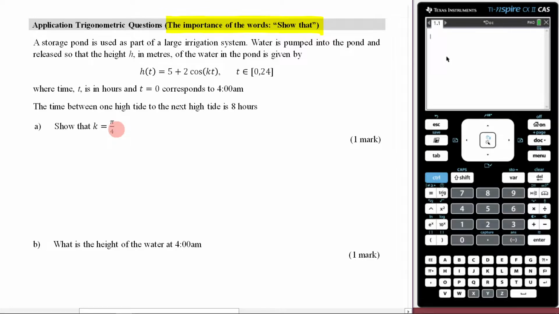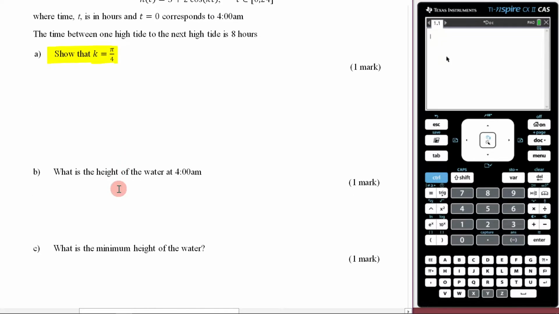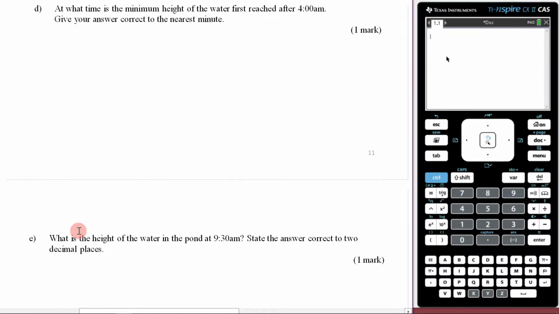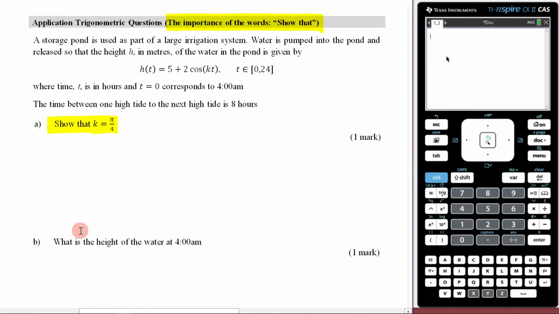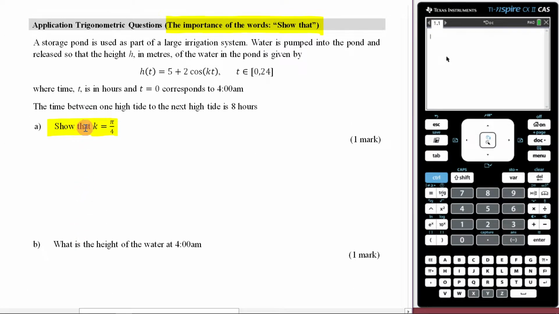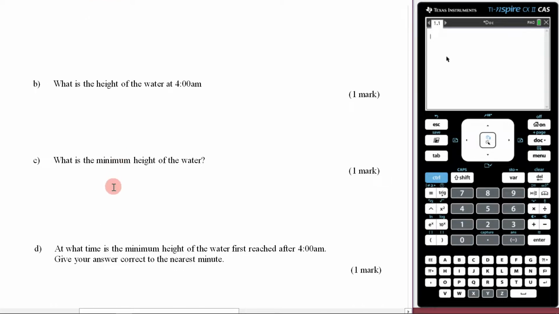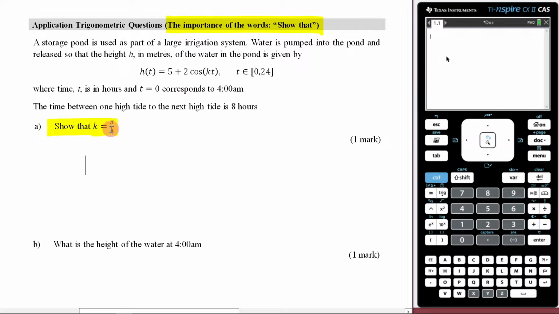Now, the huge lesson I need to teach you, this is gigantic. You need to be listening right now. Let's say you can't answer this question. You just don't know how to answer it. Does that mean you can't answer B, C, D, E, and F? Absolutely not. If you can't answer that, that's fine. You can still answer everything else because you've been told that k is equal to pi on 4.